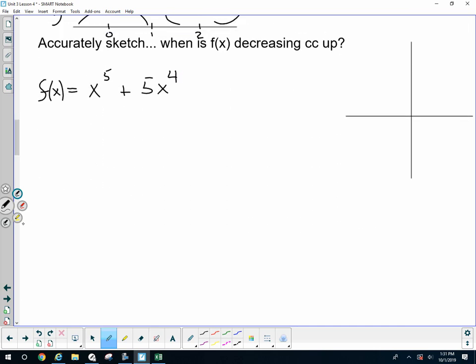But let's look at this one. This is a different function. Please tell me, when is the function decreasing and concave up? You need to be comfortable with that question being the same question as f prime is negative and increasing, or f is decreasing at an increasing rate.